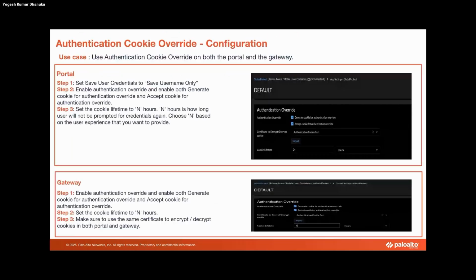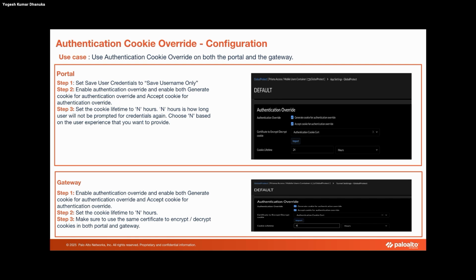Now, in the authentication cookie override, when we are talking about app settings, the screenshot is for the Strata Cloud Manager. If you're using Panorama to manage Prisma Access, you would see these settings in the GlobalProtect portal separately under portal authentication and under gateway authentication. So the app settings of SCM correspond to the portal on Panorama, and the tunnel settings correspond to the gateway in the Panorama world.